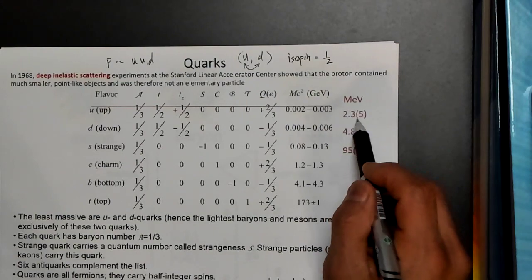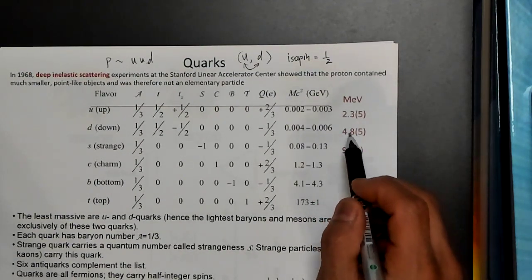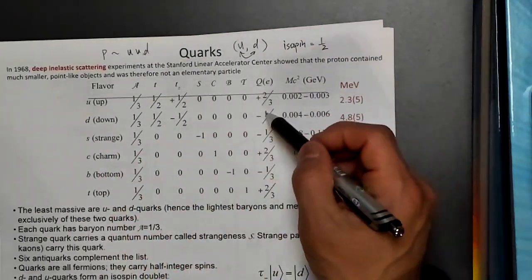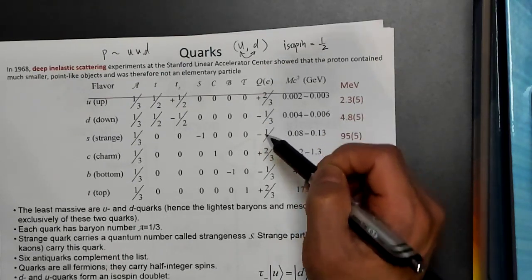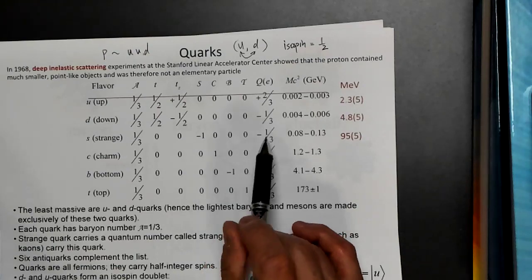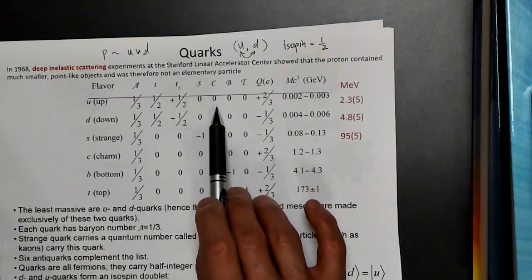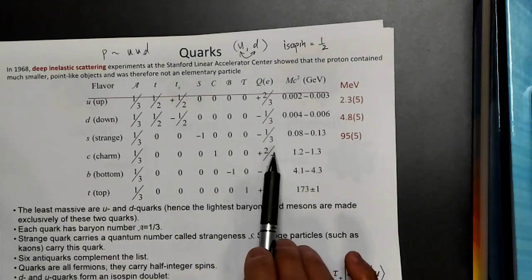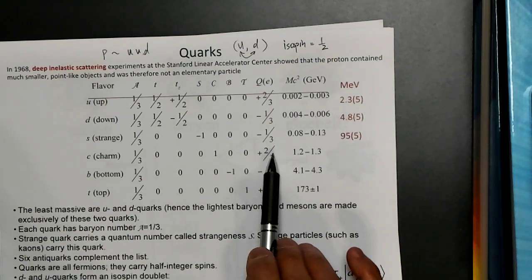The mass is about 2.3 or so MeV for the up quark and about 5 MeV for the down quark. Now the strange quark is like the heavier version of the down quark, so it has a charge of -1/3. The charm quark is like a heavier version of the up quark, so you can again assign a quantum number called charmness. The charm quark has 1 unit of charmness to it.